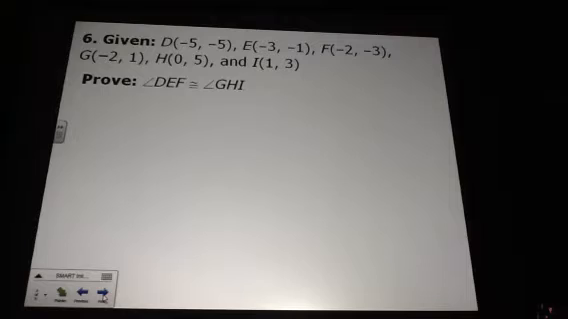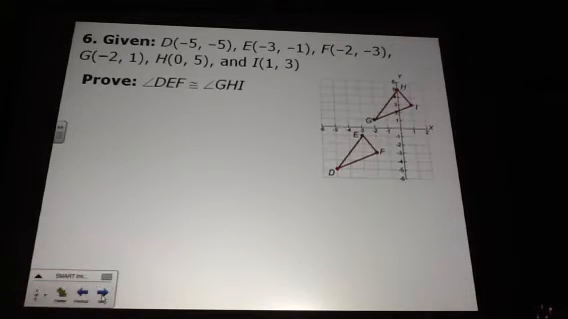Okay, we've got 1, 2, 3, 4, 5, 6 points here, and we need to prove that these triangles are congruent. So the first thing you want to do is graph all 6 of those points, and you're going to see that you've got 2 triangles here.